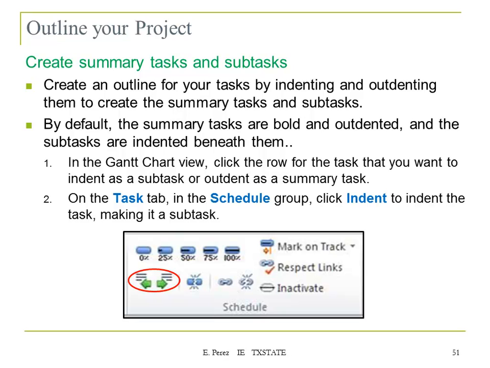In the Gantt chart view, click the row for the task that you want to indent as a subtask or outdent as a summary task. We're going to have these options right here. Basically, the one that is pointing to the left is to outdent, and the one that is pointing to the right is to indent the task.